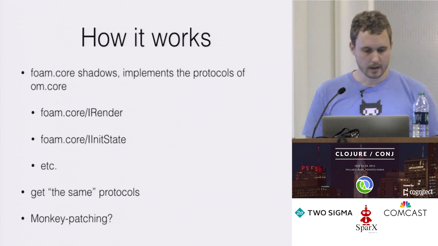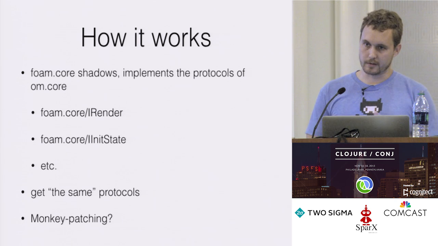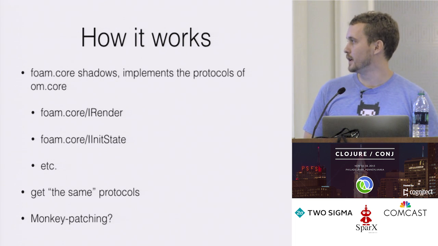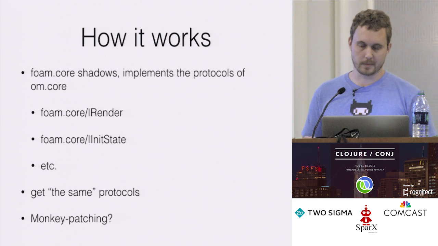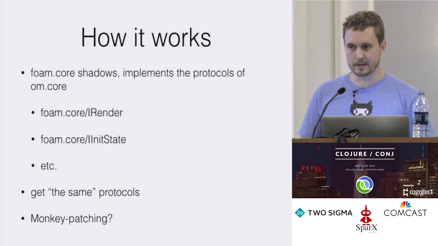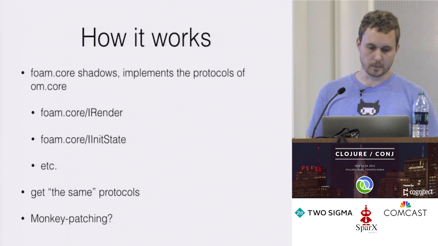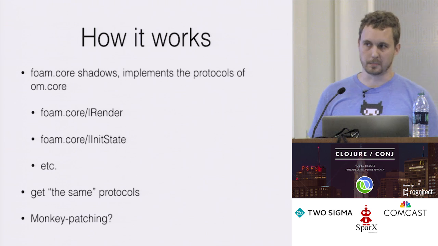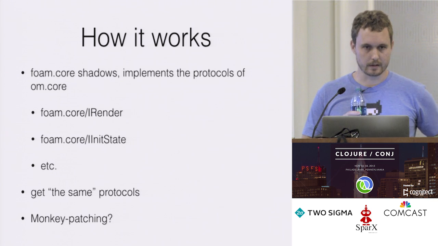Okay, so how this stuff works. Foam core is just normal Clojure. It's just defprotocol, defprotocol iRender, defprotocol init state. You get, quote, the same protocols. And the reason you get them is because right now I'm assuming everybody does require OHM core as OHM and then does OHM iRender. If you actually referred to things by their global name, or implemented protocols as OHM core / iRender, that would break for now. Monkey patching is possible. I'm just waiting to see if that's necessary. I'd like to avoid that.